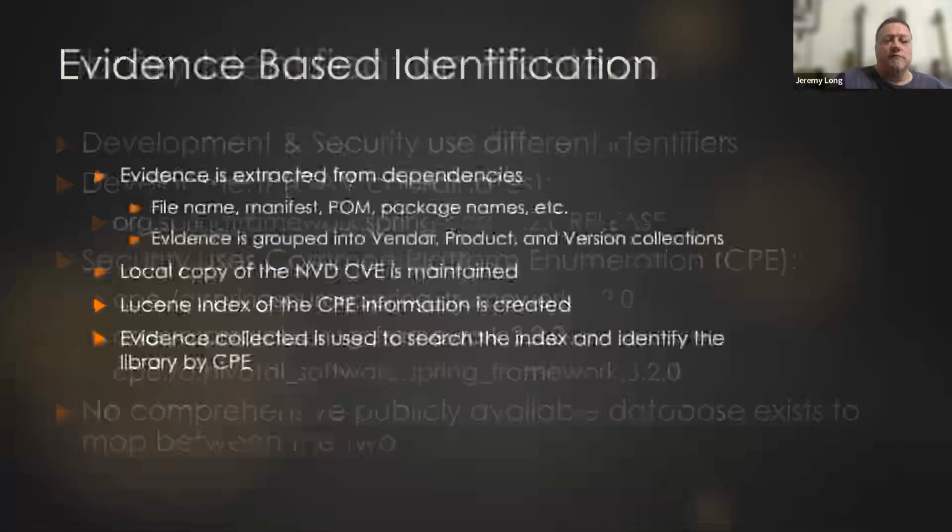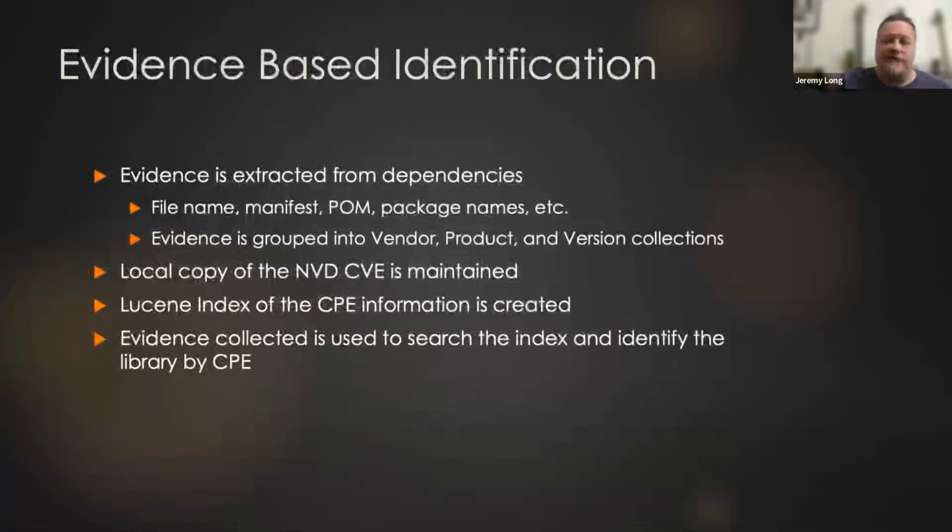So how does dependency check actually map these two different identifiers together? We use an evidence-based identification where we extract as much textual information as we can from the dependencies, from the build system. Within a jar file, we'll actually look at the pom.xml if it exists. We'll look at the manifest. We'll look at the file name and extract as much information.